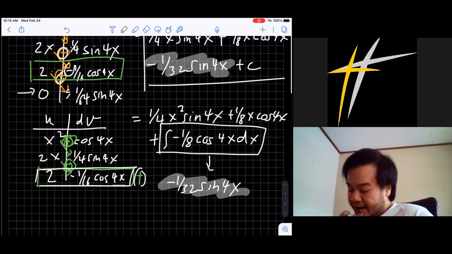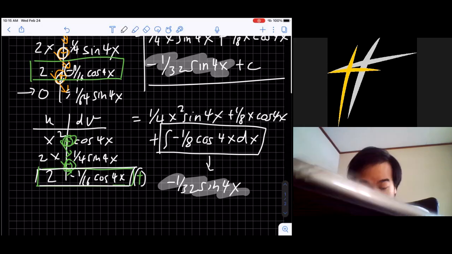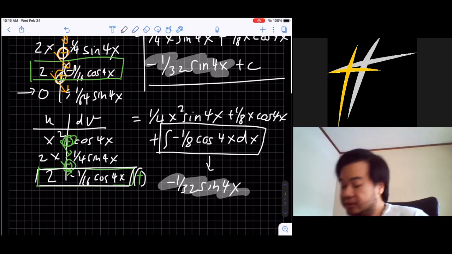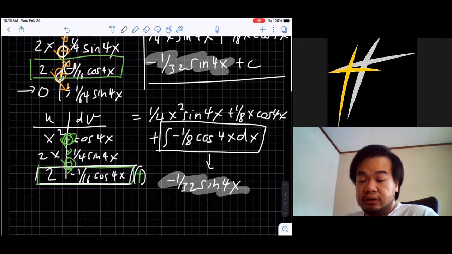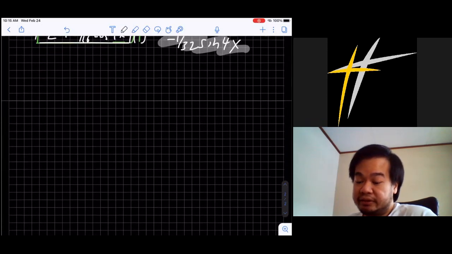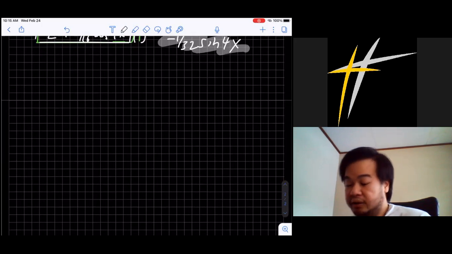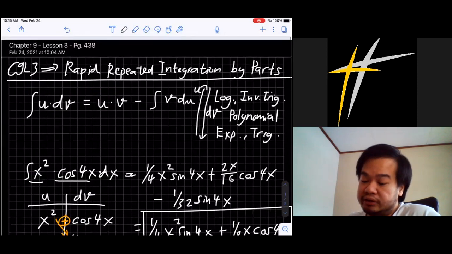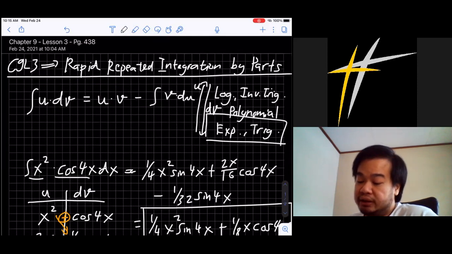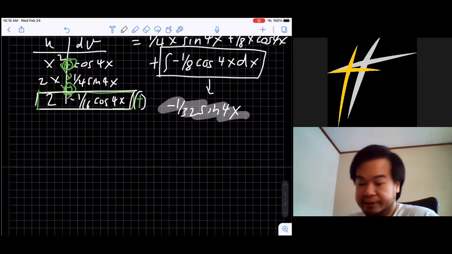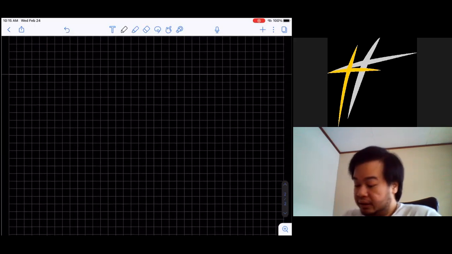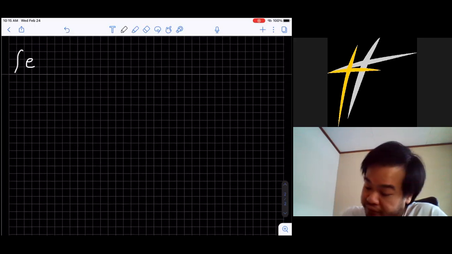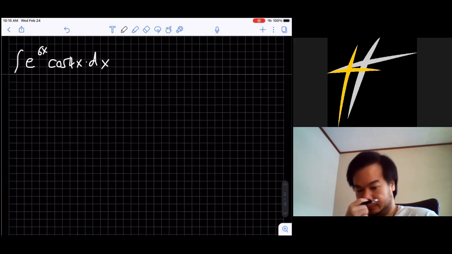Okay. Now I want to teach you two variations that can be done, that the integration problem can be done by integration by parts. The first variation is when they are on the same level, like for example, exponential and trigonometric function. Like example 1 on your book, page 439. So integral of e power of 6x times cosine 4x dx.